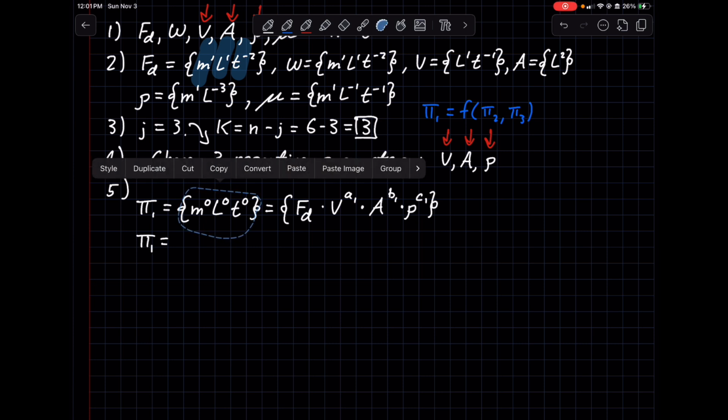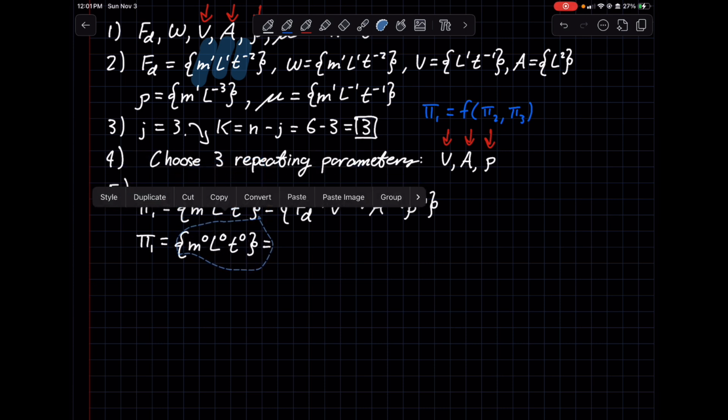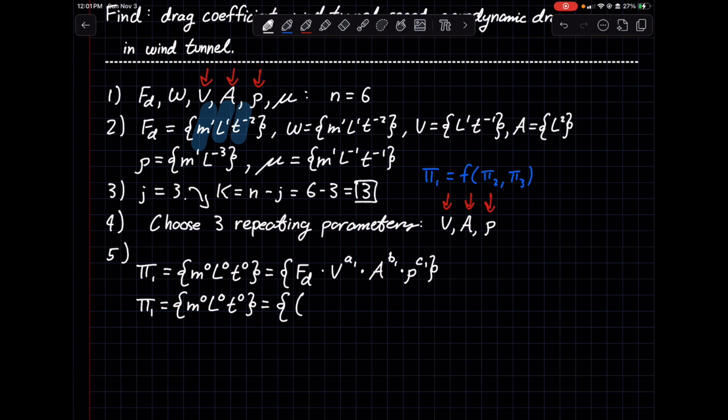let me carry all of this down. Pi 1 is equal to our drag force, and we can see our drag force right up here as M1 L1 T to the negative 2. And now we multiply that by our velocity. Our velocity over here is right up here. This is L1 T to the negative 1, which is raised to the A1 power.